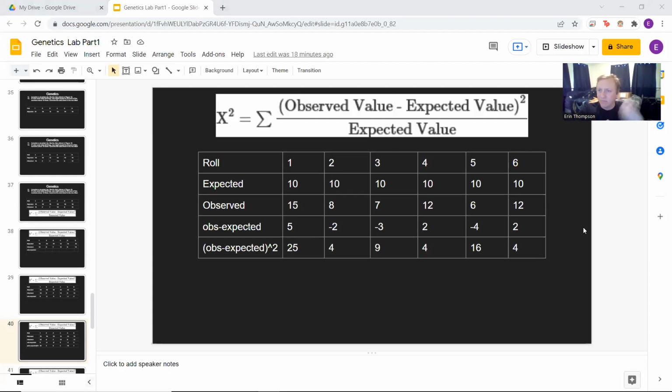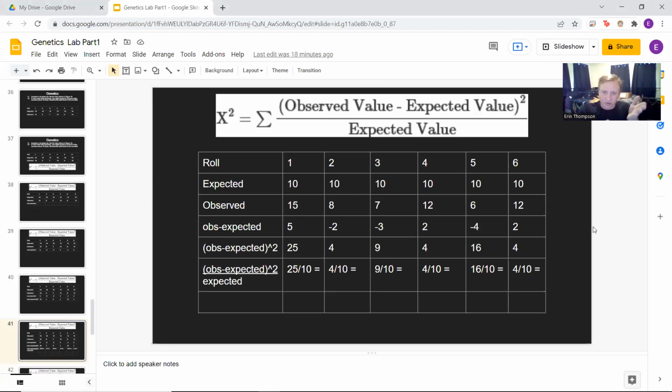That's exactly right. Now we're just going to divide by our expected value. So 25 divided by 10, 4 divided by 10, 9 divided by 10, 4 divided by 10, 16 divided by 10, 4 divided by 10. Those numbers give us 2.5, 0.4, 0.9, 0.4, 1.6, and 0.4. Okay, got this calculation done.